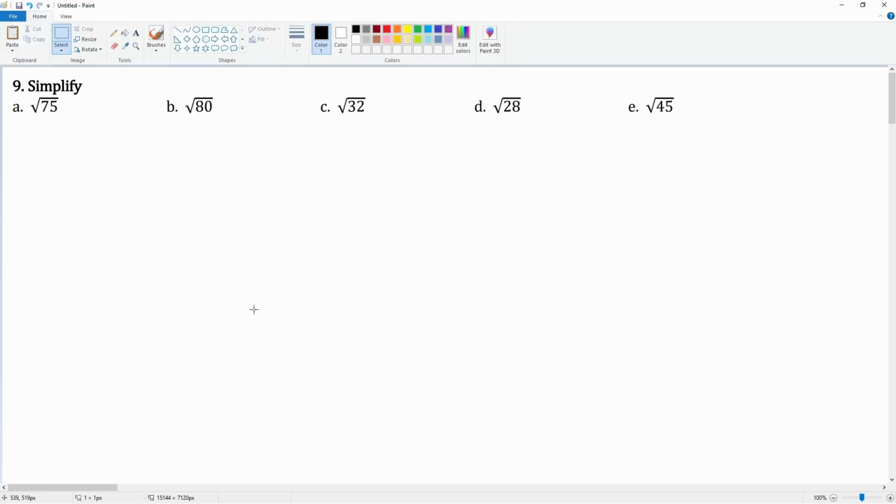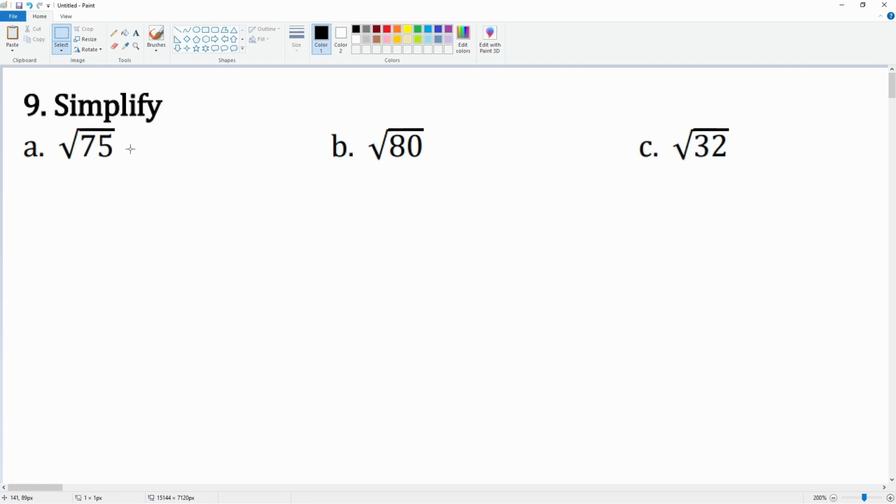Number 9, you're just going to simplify these. Okay, these are all square roots. So we need to break these down by looking for perfect roots. The factors that make up 75, there are a lot, but we want to break it up into parts that have perfect roots.